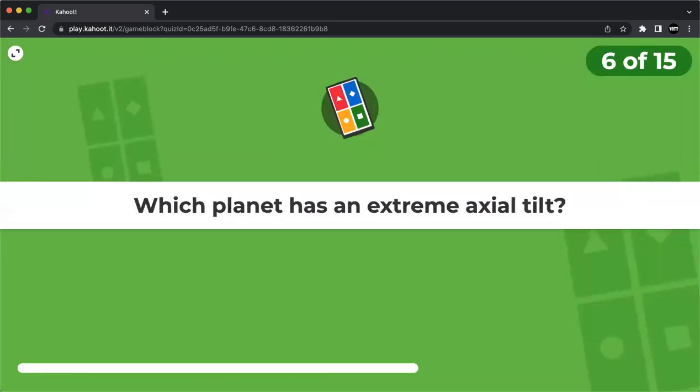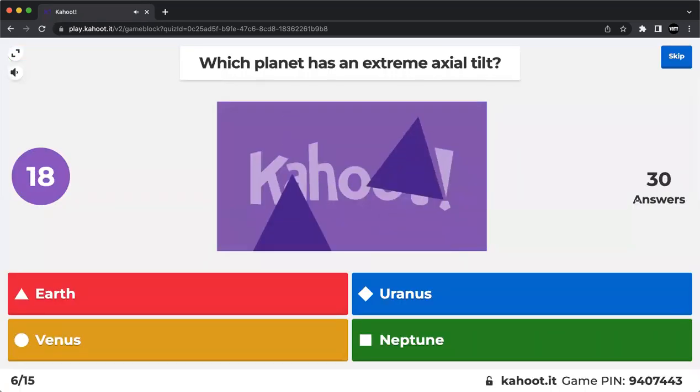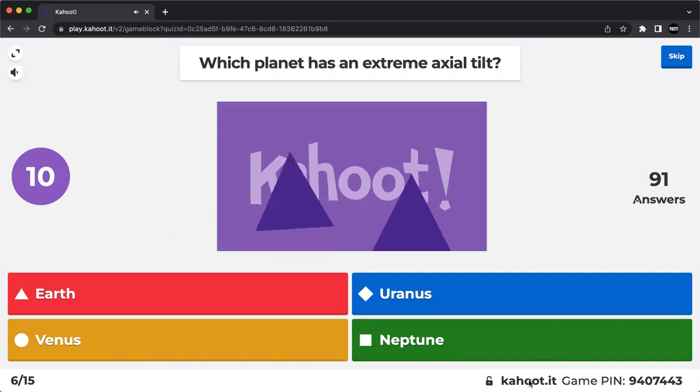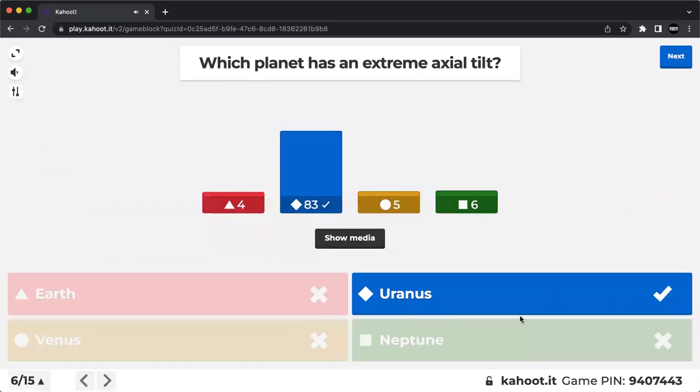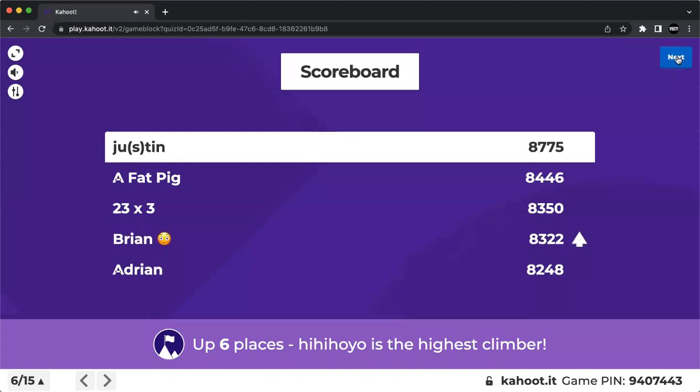Good job, everybody. Which planet has an extreme axial tilt? Yep, Uranus. Almost perpendicular to its plane of orbit. Good job.